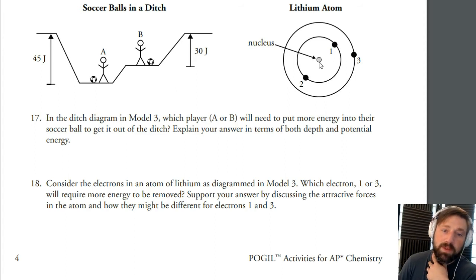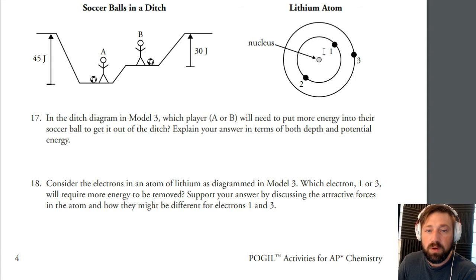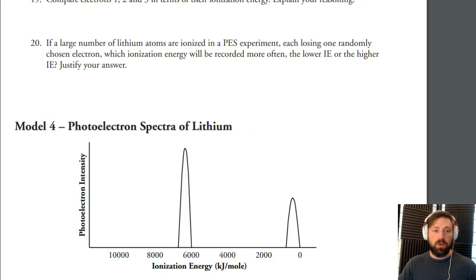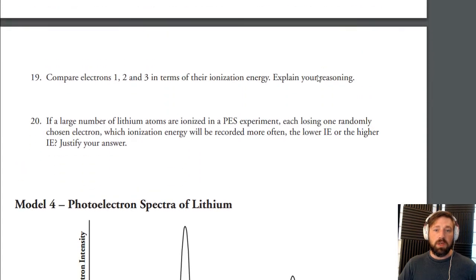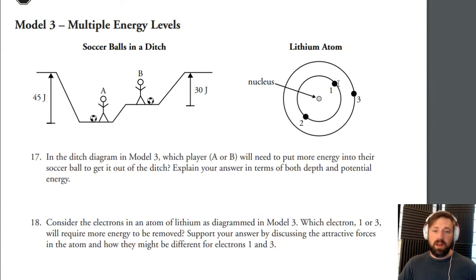I'm assuming that the nucleus is going to be the same for 1 and 3, the same charge. Each electron is going to be the same charge, so charges aren't any different. The thing you need to look for is now the radius. So what is the distance between this nucleus and electron 1, the nucleus and electron 3? 1 is closer, so that force is going to be greater, so that ionization energy is going to be greater. Compare electrons 1, 2, and 3 in terms of their ionization energy. So 1 and 2 are going to have the same, since they're at the same orbital, the same 1s orbital.